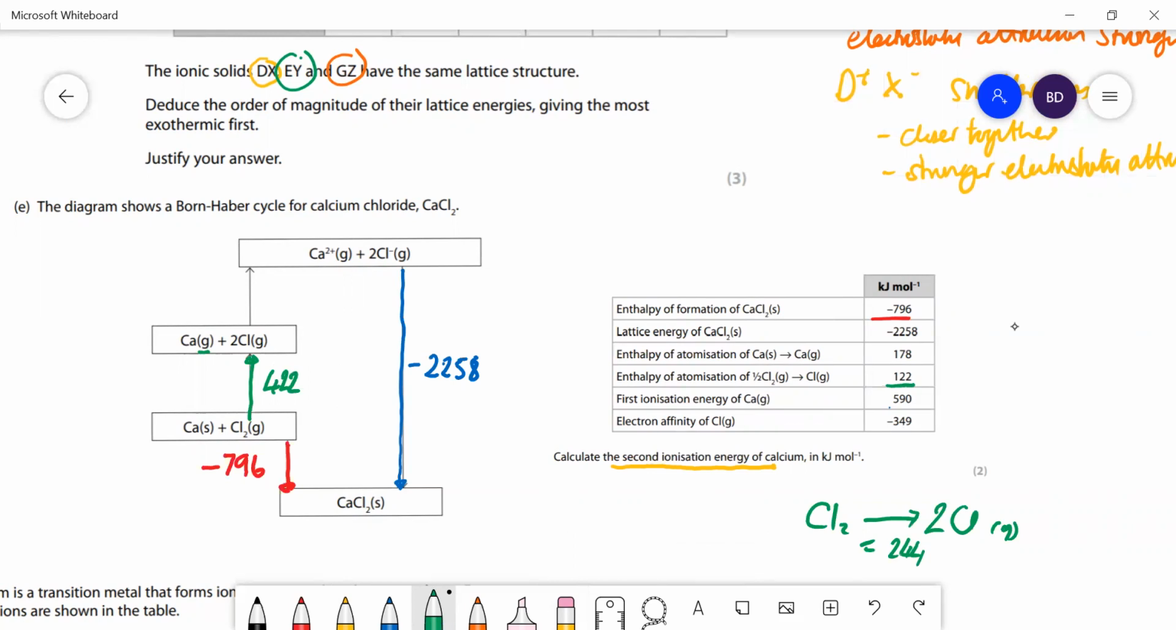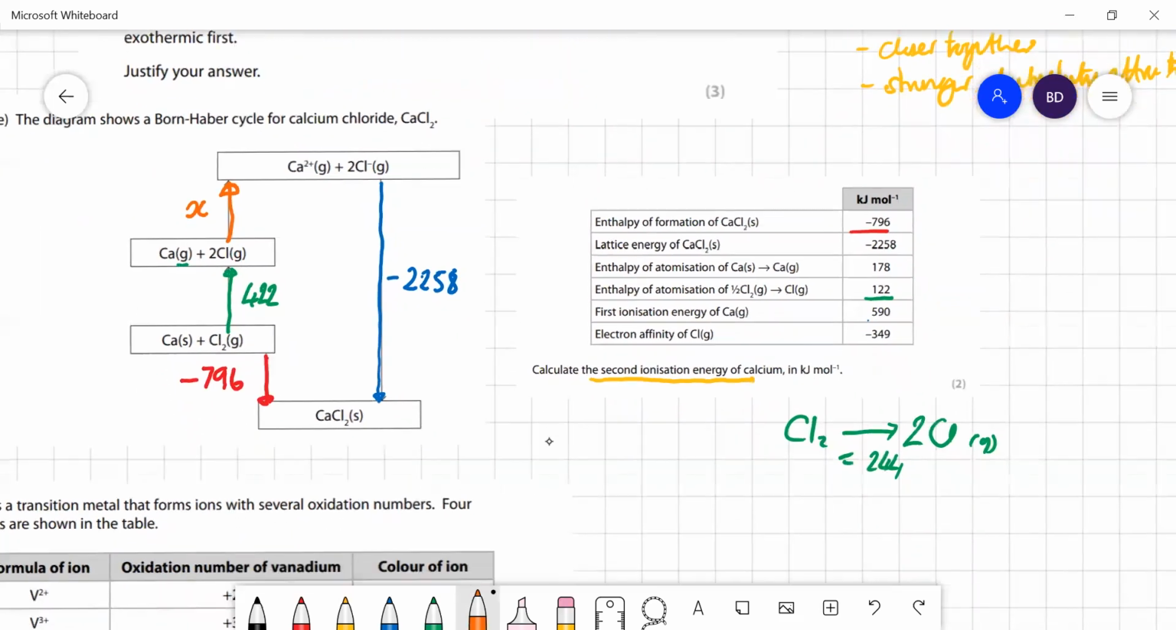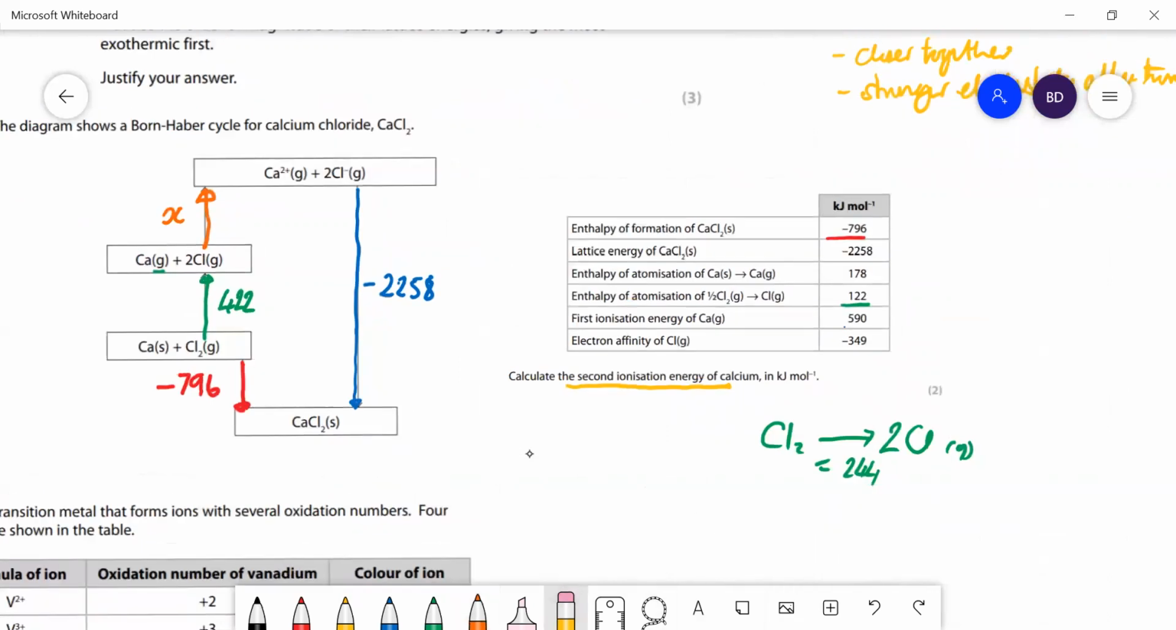Now let's look at the really confusing one, in orange. What's going on there? Well, the calcium is losing 2 electrons. Let's call that X. X is equal to the first ionization energy of calcium plus the second ionization energy of calcium to get the second electron off. And then we're sticking electrons onto chlorine to form Cl-, and there's 2 of them, so it's 2 times the electron affinity of chlorine. That's what X is equal to.